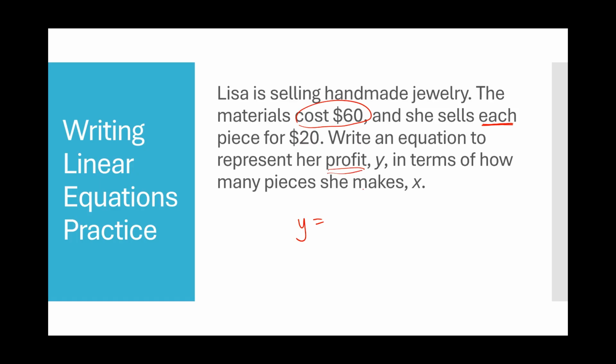This is a bit of a tricky problem. Since they cost $60, that's taking $60 out of her profit. So that's a -60. And then she's going to sell each piece for $20. So for every piece she makes, for every x, she's going to make $20 positive towards her profit. That's our equation. We're done. Is this reasonable for her jewelry business forever? No, she's going to have to buy more materials. It's all going to be different. But this is maybe an equation that represents a period of selling in her business.